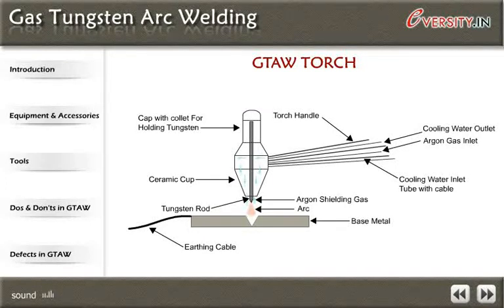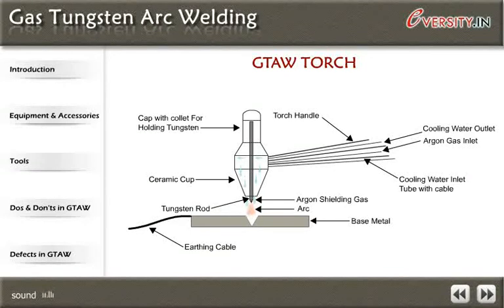Torches are rated in accordance with the maximum welding current that can be used without overheating. Different sizes of electrodes and different types and sizes of nozzles can normally be used in the same torch. The heat generated in the torch during welding is removed either by gas cooling or water cooling. Accordingly, the torches are called gas-cooled torch or water-cooled torch.